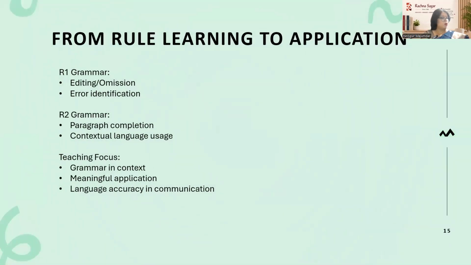Now, from rule to application, right? Now, let us understand how grammar can be applied differently in R1 and R2. So, in grammar, editing and omission tasks can be there, then error identification we can follow. So, we need to train our children in that specific direction. For example, students can receive a paragraph containing mistakes and they can do the necessary correction, whether it's related to subject-verb agreement, tenses, articles, or prepositions, right? And they identify the error and supply the correct answer.